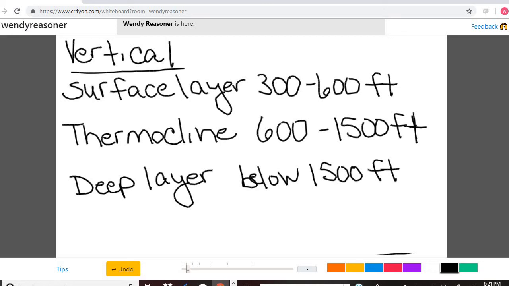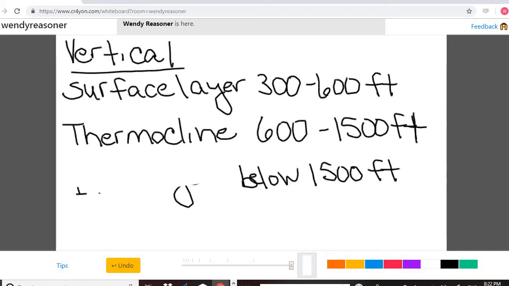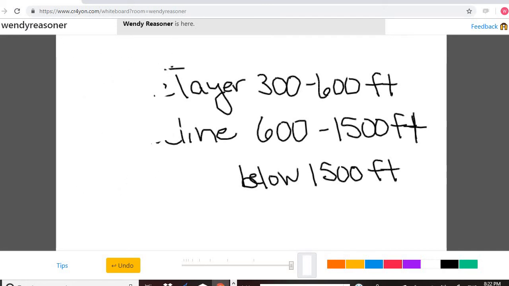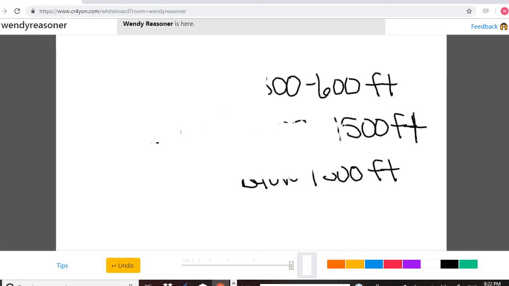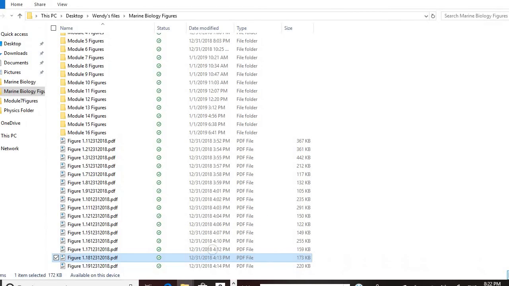So the vertical layers of the ocean are the surface layer, the thermocline layer, and the deep layer. You don't often get a mixing of those, but you can. So that is all the material we're going to cover in Module 1. So let me go ahead and show you a figure of those layers. We'll just look at this quick and then we'll be done.